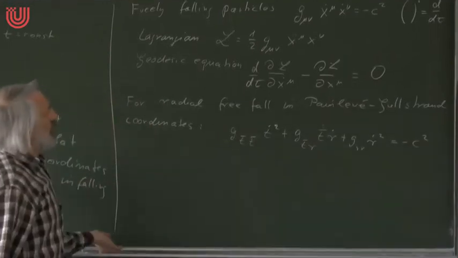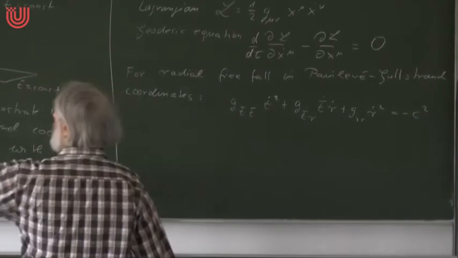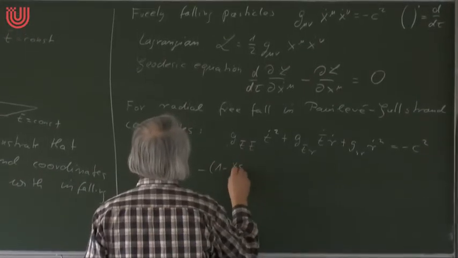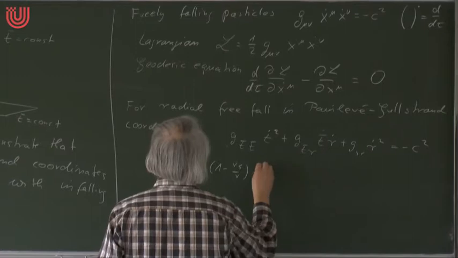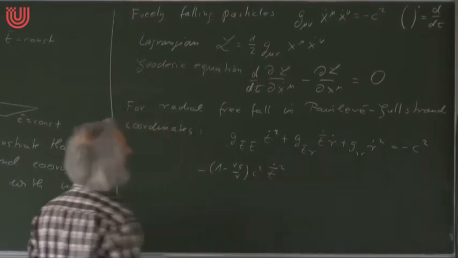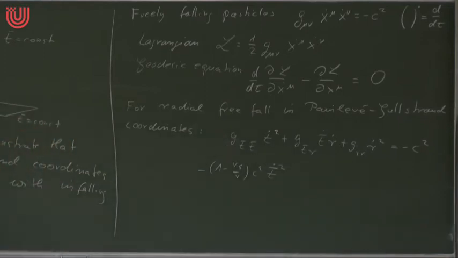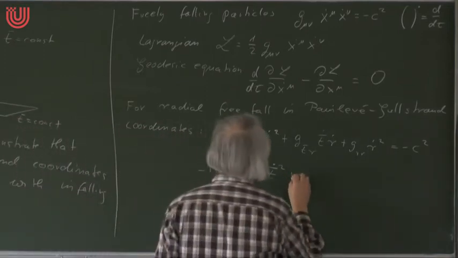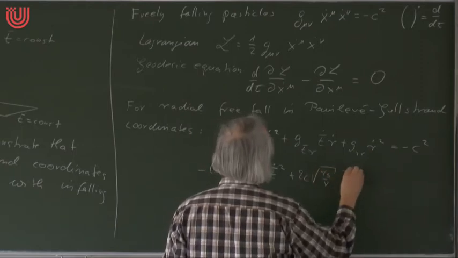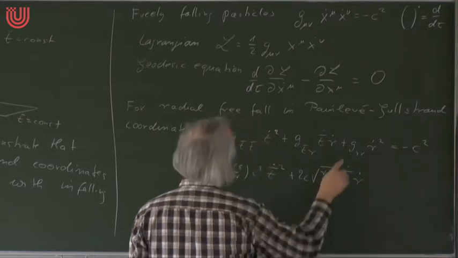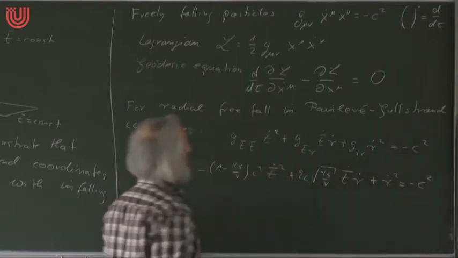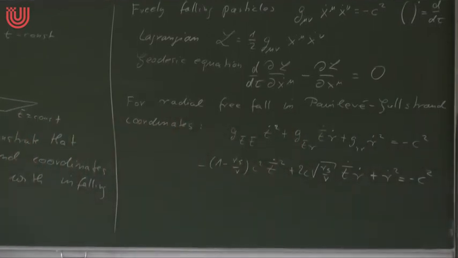And I have to read the metric coefficients from the expression up there. So this is minus 1 minus rs over r, c squared t bar dot squared. Then the mixed term, 2c root rs over r, t bar dot r dot, and the g_rr is 1. So that's it. That's the first equation we have to solve.